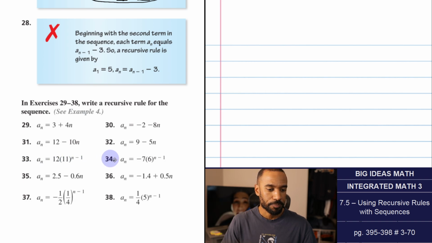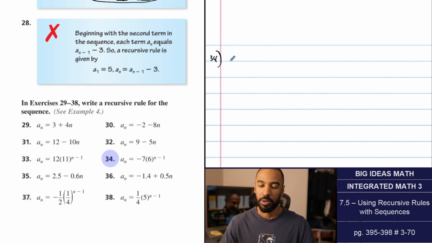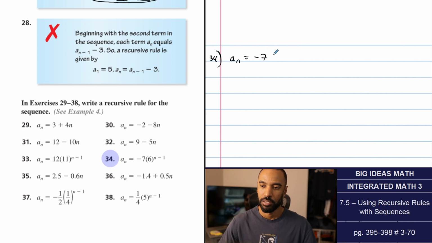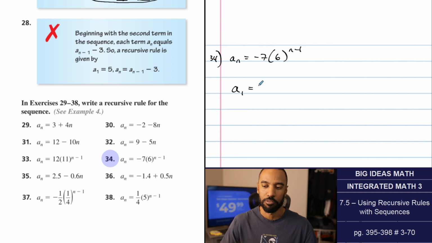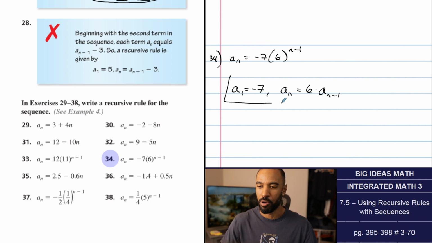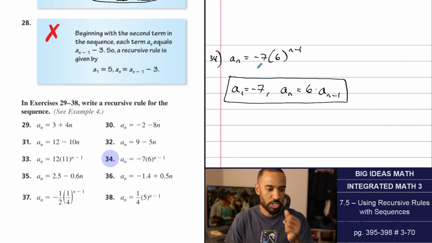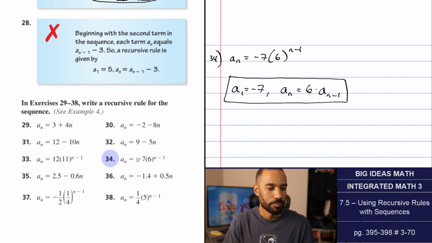Number 34, same thing. Different answer, but it's geometric. We have a first term of -7, a common ratio of 6. So the first term is -7, and any next term is 6 times the previous term. I'm going to enhance that -7. Zoom enhance. Boom. All right. Anything changing here? Not really.